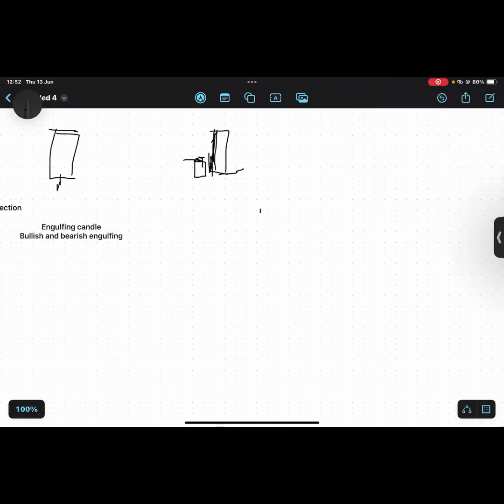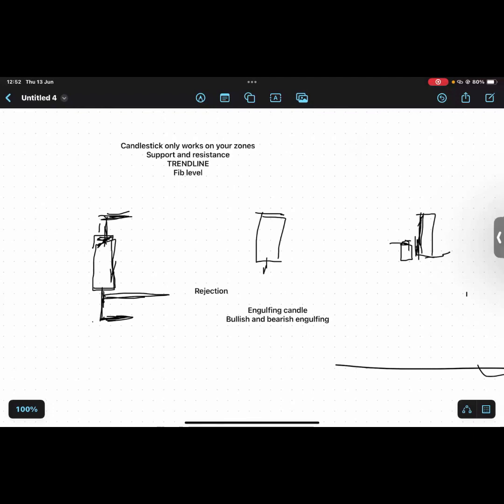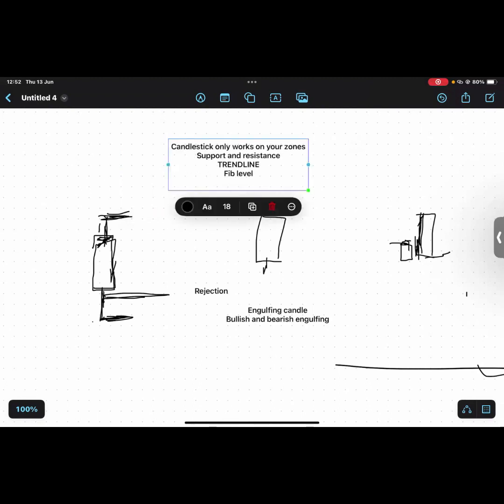You don't need to master everything, because as long as you know how candlestick works, you're good. Like I said, the things you need to note about candlestick: candlestick only works on your zones. Number 1, support and resistance is your zone. Your trend line is your zone. Your fib level is your zone. You understand? So the candlestick only works on your zones.